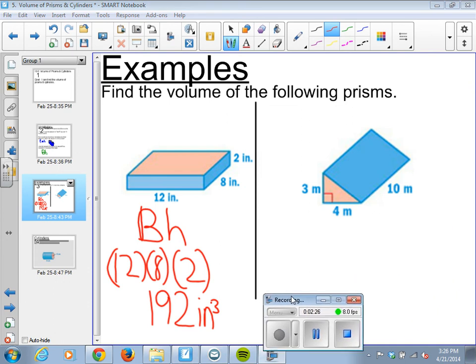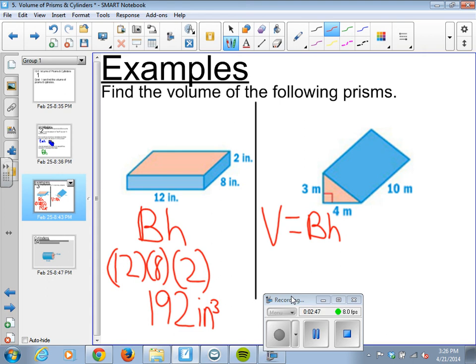Now over here, we have a triangular prism. We have a couple of ways we can go about doing this. We're going to stick with our volume formula: area of the base times the height. Remember, the base is the non-rectangular side. So even though the triangles are in the front and the back in this drawing, those are the bases.